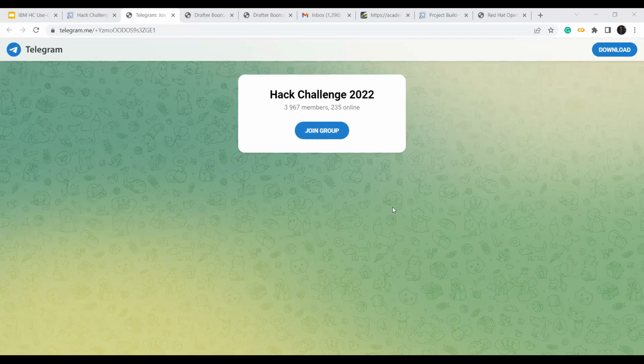And also, we already shared a message in the Telegram. If you are facing such types of issues, please mail them to the support of IBM regarding that.